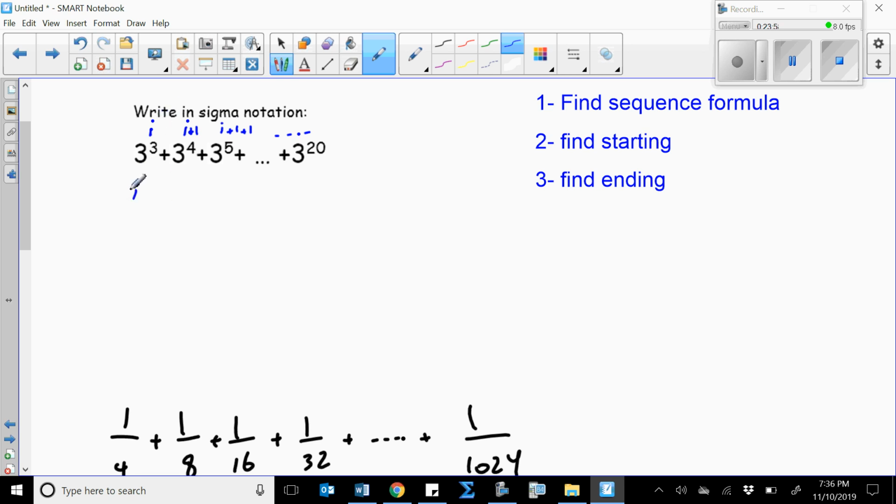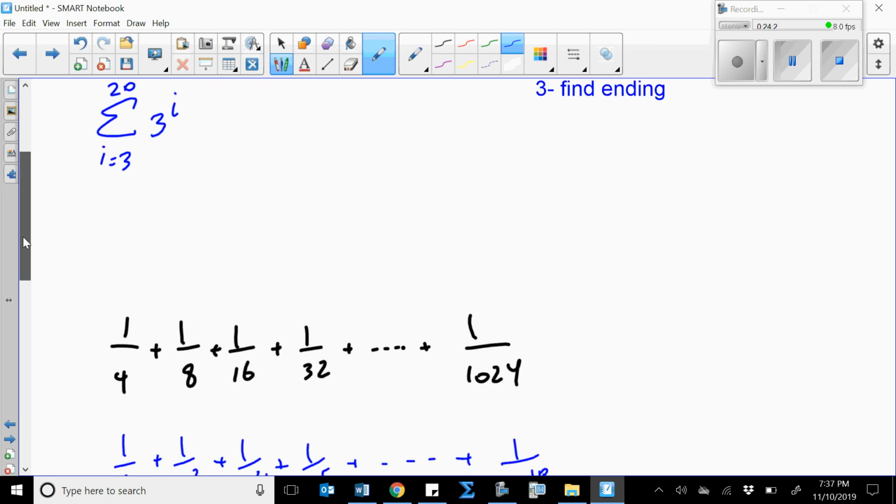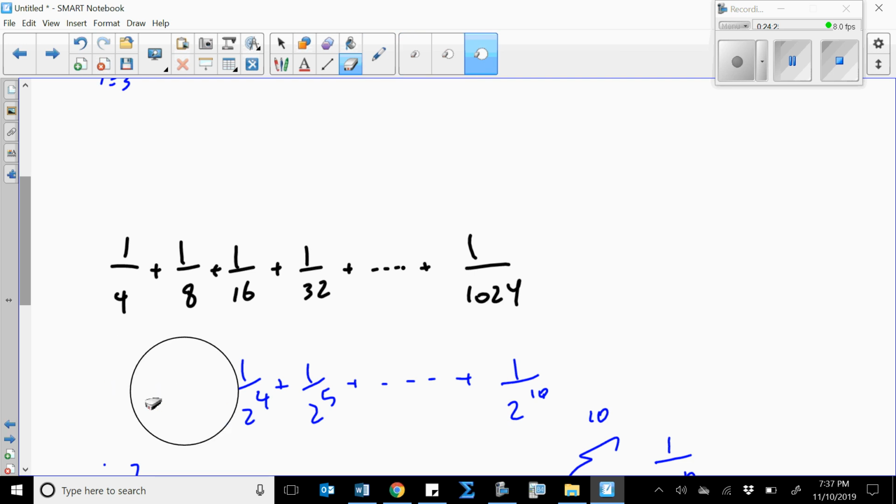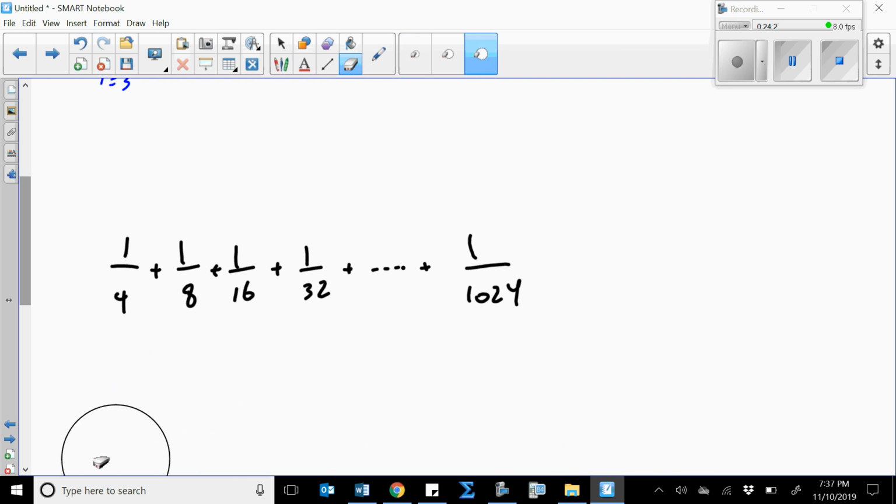So I can write my sigma notation in this form. Each term is 3 to the power of i, and that i starts from 3 because the first term is 3 and ends at 20. So this will be the sigma notation of this series. I've written another example here for you. So let me erase this and do it again for you.